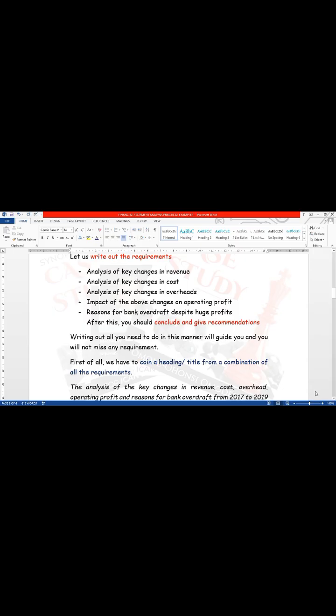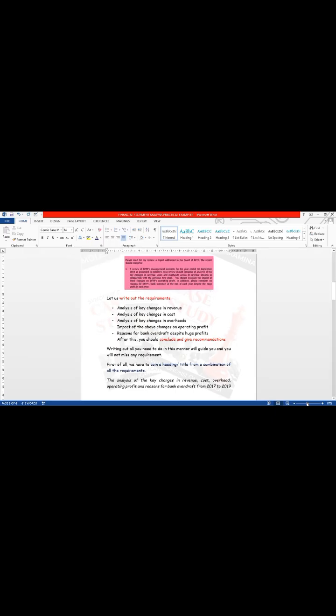Let me zoom. Let me just push it back a little so that you can see clearly. Okay, that's good. So now we have written out all our requirements. Next I want to coin a title or heading from all these requirements. So we have something like: the analysis of key changes in revenue, cost, overhead, operating profits, and reasons for bank overdrafts from 2017 to 2019.